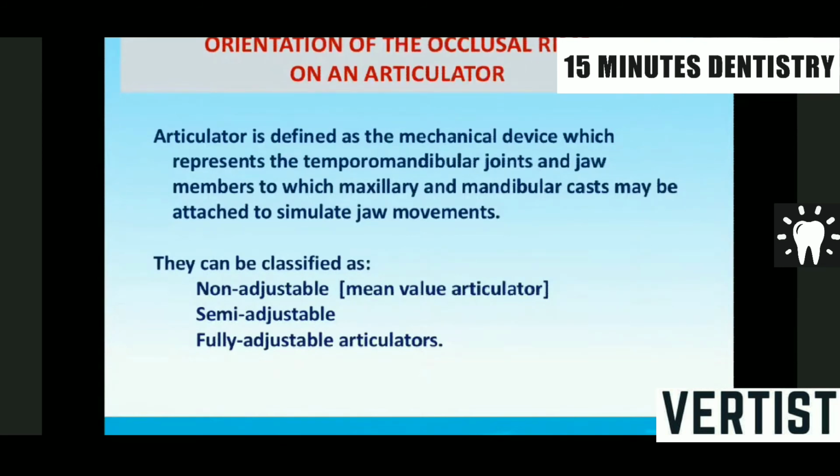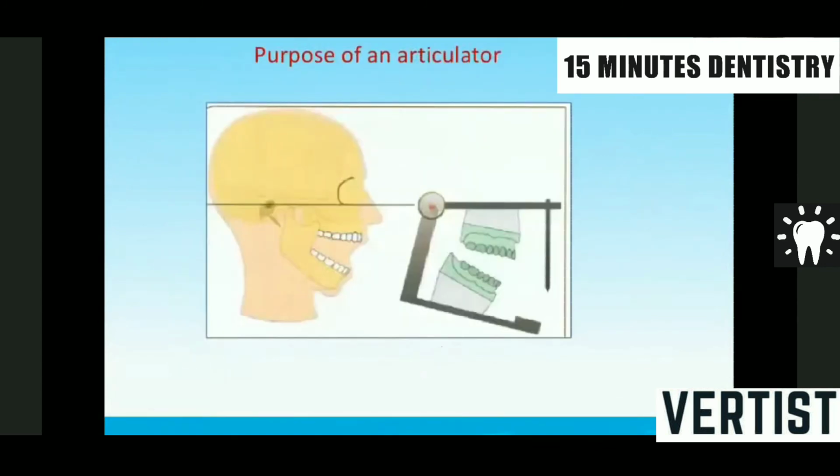Basically, for all practical purposes, wherever the occlusion is involved, we have to use the articulator. Whether it's a 3-unit fixed partial denture or a complete denture, an implant or whatever, we have to use the articulator, do the movements and then proceed with the prosthesis. These articulators are classified as non-adjustable, semi-adjustable and fully adjustable articulators. The main purpose of the articulator is to facilitate the maxillary and mandibular cast to be mounted on them and replicate the same arc of closure with the help of a face bow.